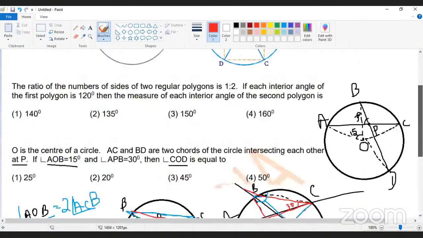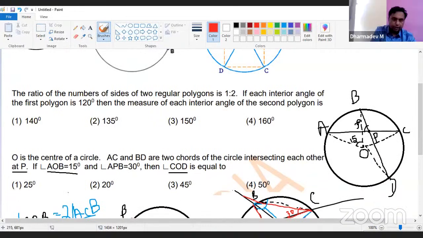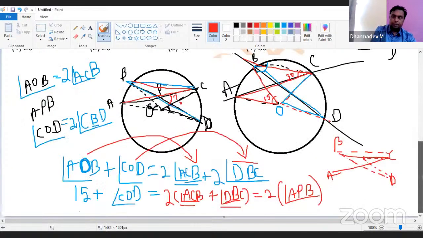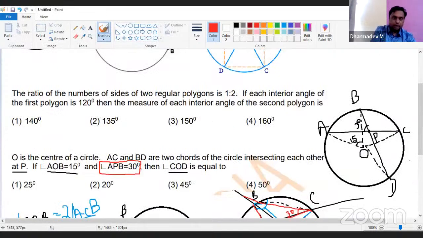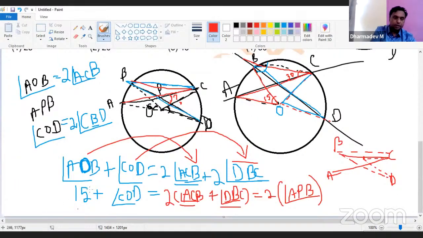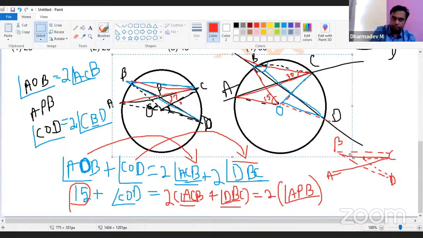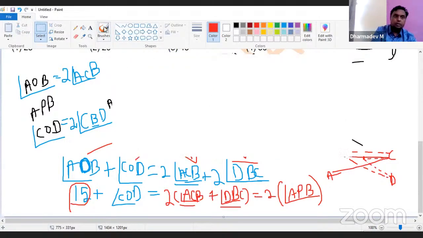Yes, sir. Okay, now for APB, do we have a value? Yes. So what is APB? APB is given as 30. Okay, so APB is given as 30. And AOB, we know that it is 15 degrees, and both together we know it is 30 degrees. So by taking them to the other side, I would be able to find the angle. I'll tell you the shortcuts from the options, but still, just to solve it.